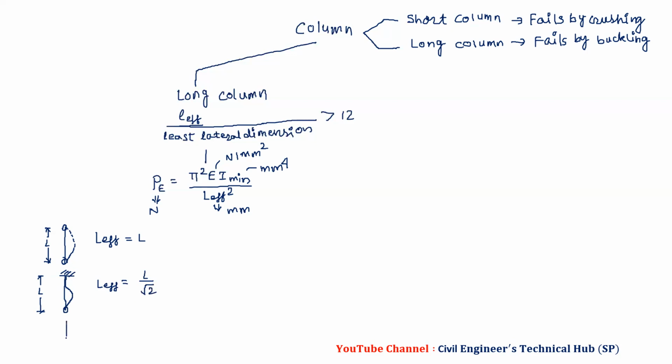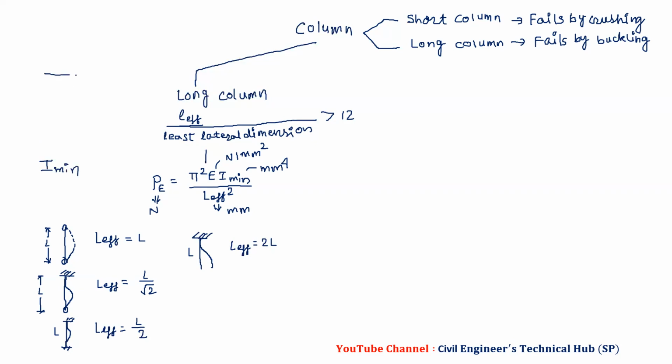We have both ends fixed. Again, this is L. Now we have to show zero slope on both sides. And we have L effective equal to L by 2. And then we have last, one end fixed, other end free. Then we are in this fashion. This is L. L effective equal to 2L. So we have these four boundary conditions. Important, we have to consider I minimum.